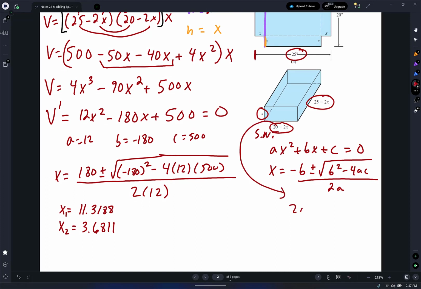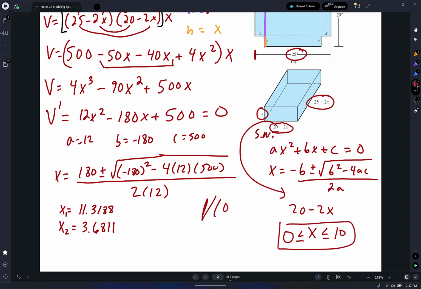So I'm going to come over here. 20 minus 2x. So the biggest x can be, this is my restriction. The biggest x can be is 10. 2 times 10 is 20. And the smallest x can be is 0. And I guess if you want a box, then you can't even be 10 and you can't even be 0.